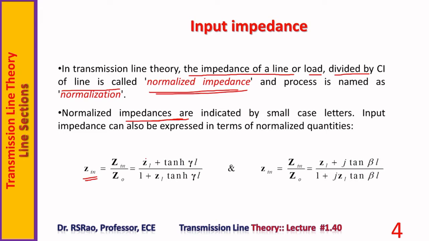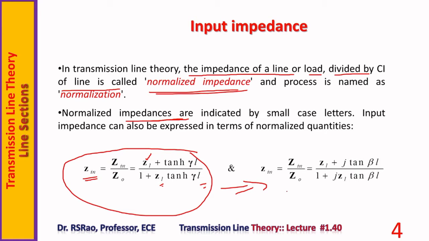It can be shown it is equal to zL, the normalized load impedance, plus tanh gamma L, divided by 1 plus zL tanh gamma L. This is for a general, lossy line. This transforms into a simpler expression when the line is lossless. As already mentioned, gamma becomes j beta. When you use j beta in place of gamma, hyperbolic tan becomes j tan beta L. That expression now is zin equals zL plus j tan beta L, divided by 1 plus j zL tan beta L. Here zL is the normalized terminating impedance.